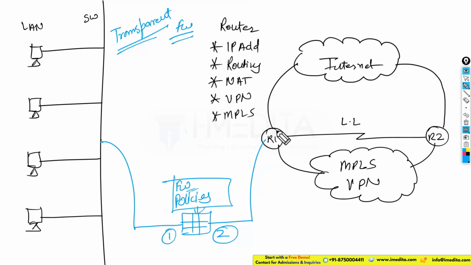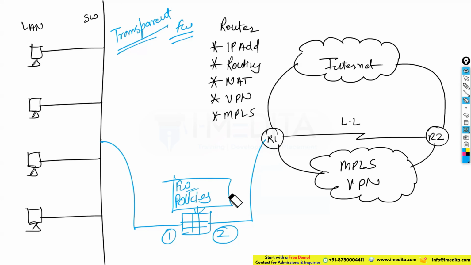Here, we have not removed router, nothing to do with IP addressing, routing, NATing, VPN and MPLS, no change in LAN side, no changes in gateway side. Still, we have deployed firewall policy with the help of transparent firewall. So any organization, client or customer who only wants to deploy firewall policy, they can use transparent firewall.